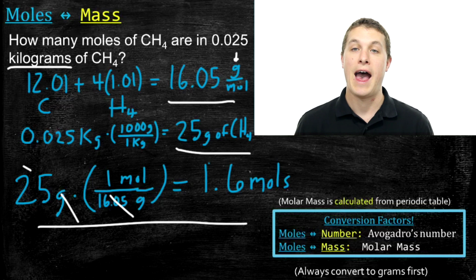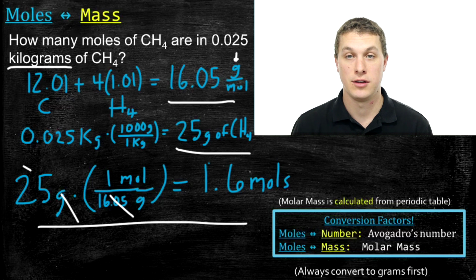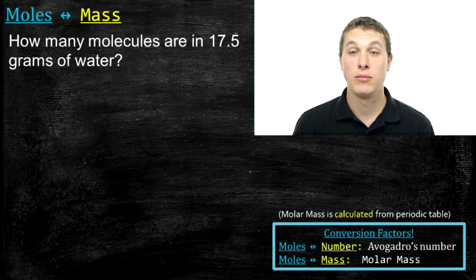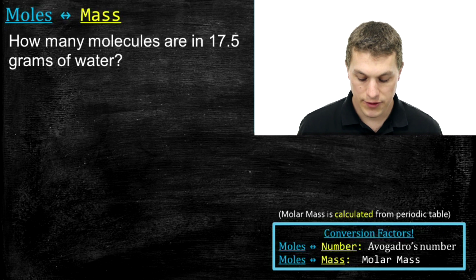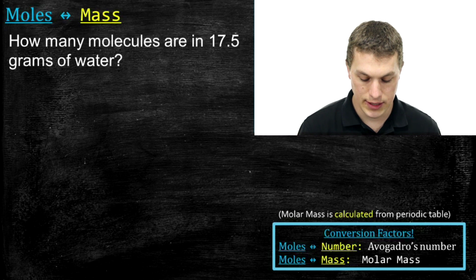Okay, so now we've learned how to go between moles and a number of molecules. We use Avogadro's number. We've also learned how you go between mass and moles. We use molar mass. And now we're going to come back to that question we originally asked, how many molecules are in 17.5 grams of water? And so again, we're going to need the molar mass of water. And so we'll just go ahead and calculate that right away.